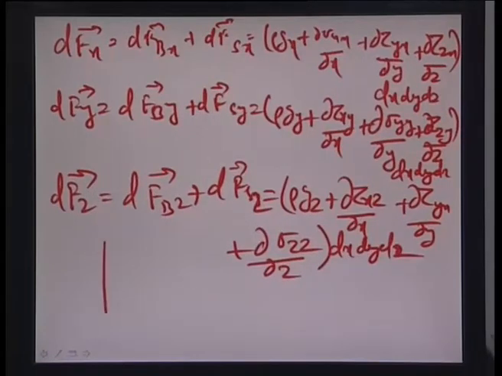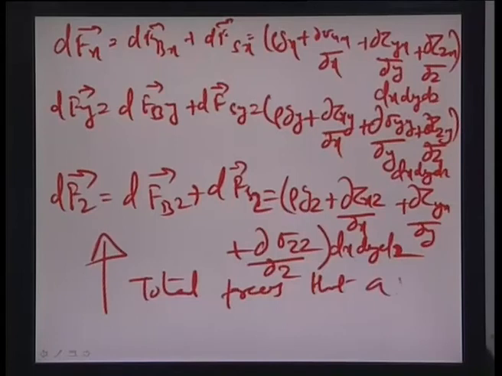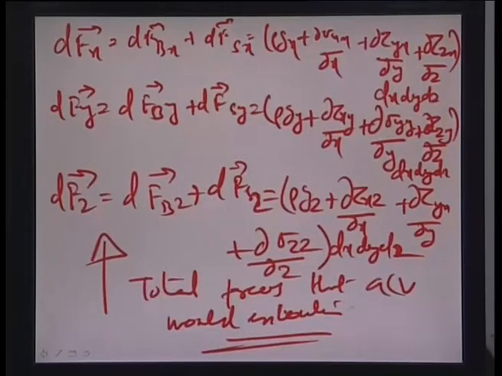So, these are really the equations for the total forces that the control volume CV would encounter due to stresses as well as its own weight in all the three directions. Okay.